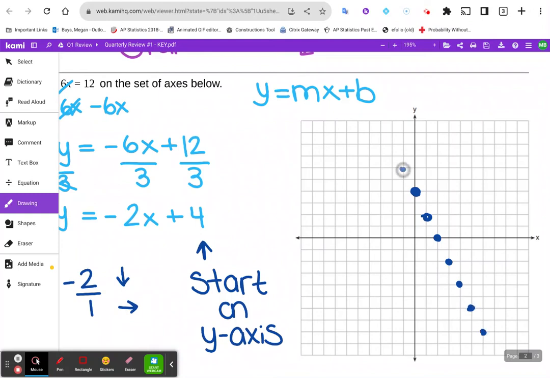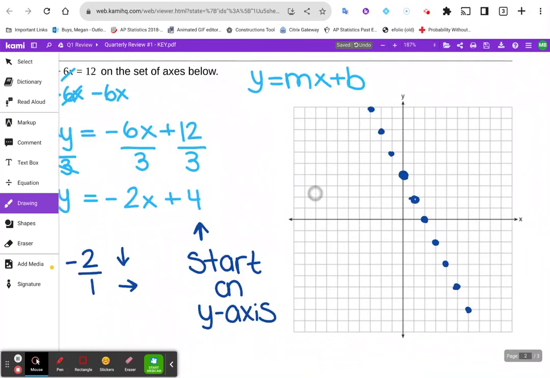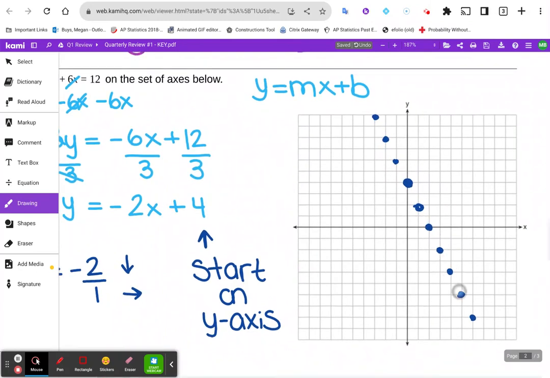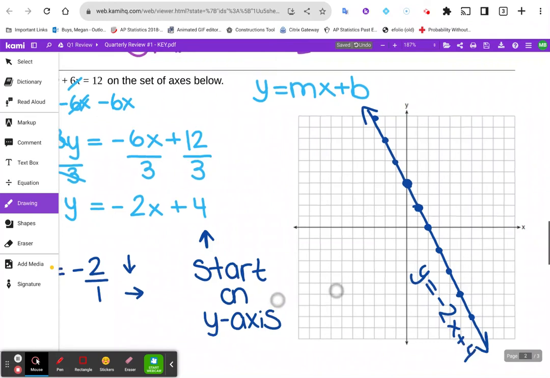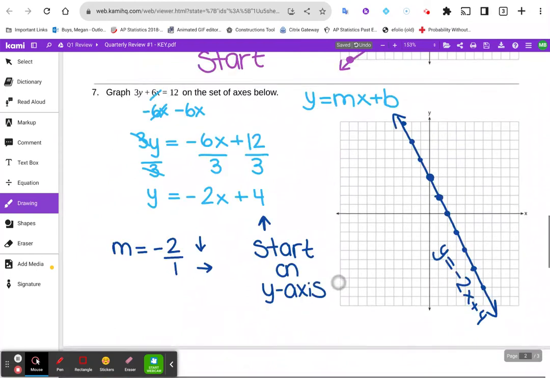I'm going to do the same thing in the reverse direction. And as we do that here, I'm going to make sure there's arrows on both ends because this is going on forever. And you could write it as y equals negative 2x plus 4. If you wanted to write what it was in the beginning, 3y plus 6x equal 12, that's also equivalent. We haven't changed the equation here. We just rewrote it into the form of our slope-intercept form.